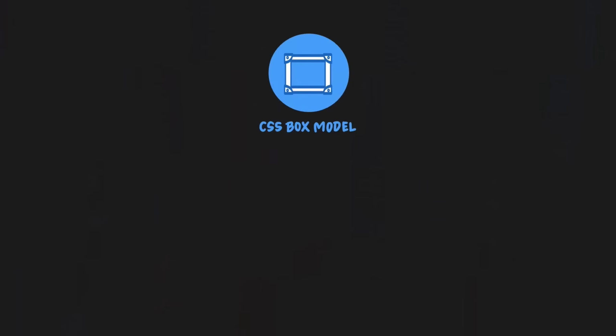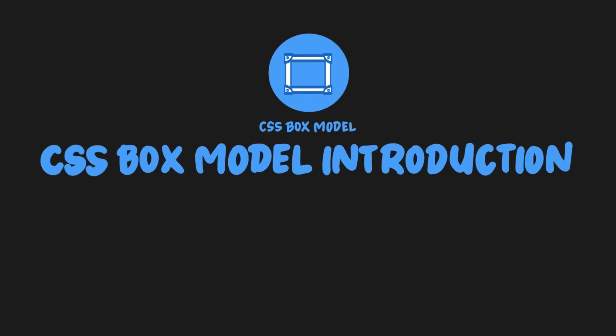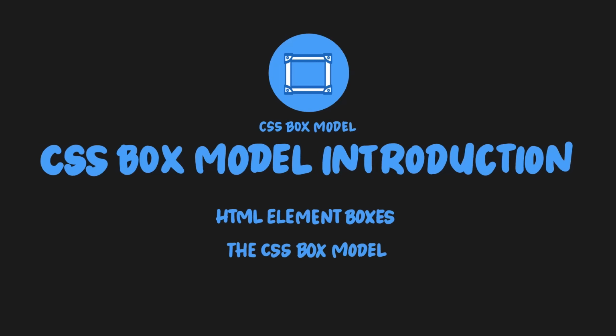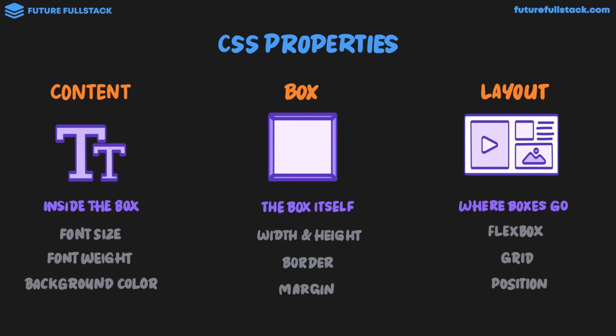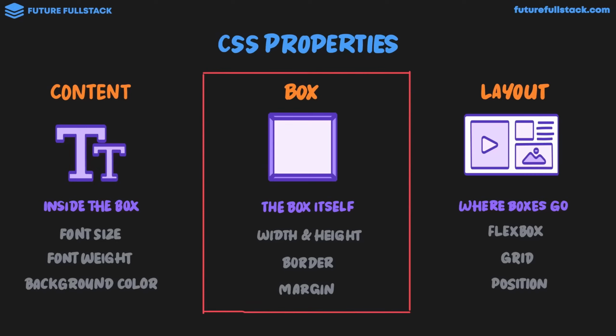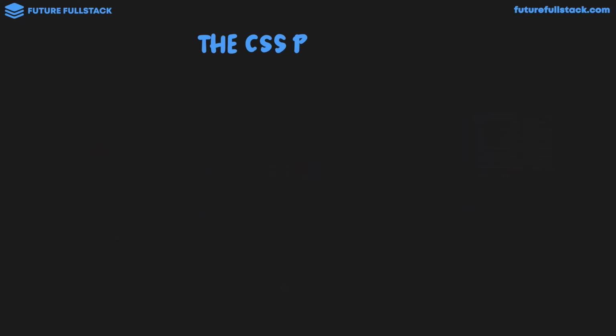Let's start off nice and slow with the CSS box model introduction. We'll be discussing HTML element boxes and the CSS box model. Looking back at much earlier on in the CSS course, I introduced you to these 3 overarching concepts in CSS: content, box, and layout. We've already looked at content, the stuff about what's inside the box, and we looked at a whole variety of text properties like font size and font weight. Now it's time to have a look at the box itself. So we'll be taking a deep dive into the CSS box model.